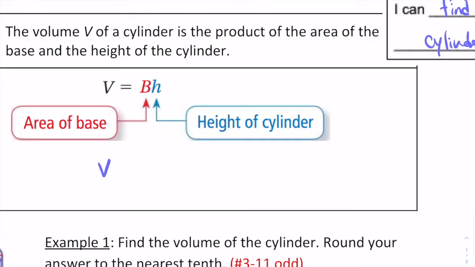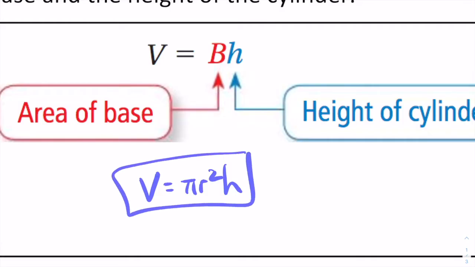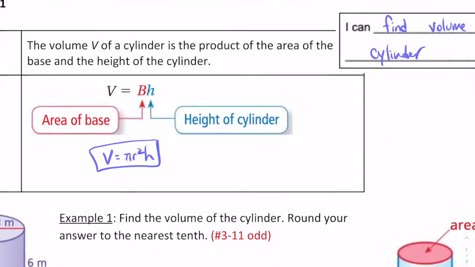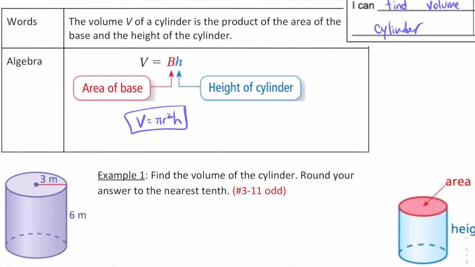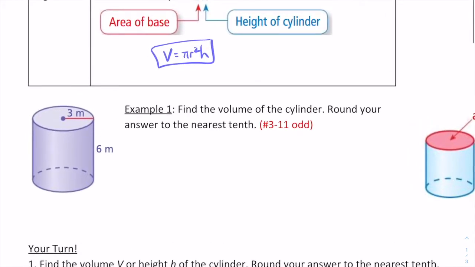So what's the area of a circle? The area of a circle is pi r squared. The height is h. So here is the volume of a cylinder. It's pi r squared times height. R is radius and height is, well, the height. So here's what we're going to do. Find the volume of the cylinder, round your answer to the nearest tenth.